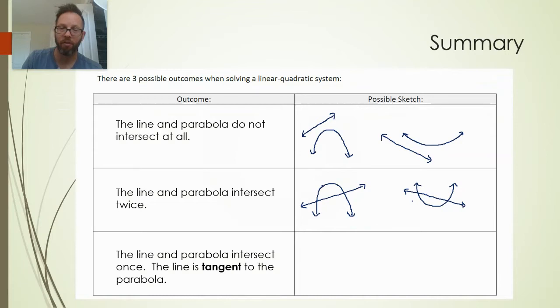And in situations like that, we give the line a special name. We say the line is tangent to the parabola, meaning it only touches once. You may have talked about tangents in your grade 10 course if you got to the analytic geometry unit and did some work with circles.